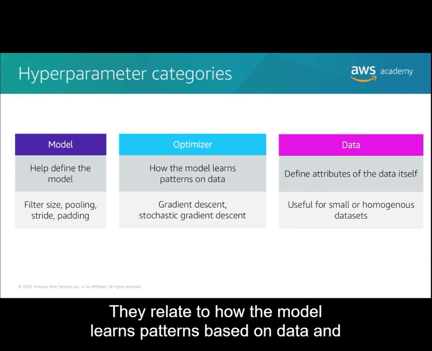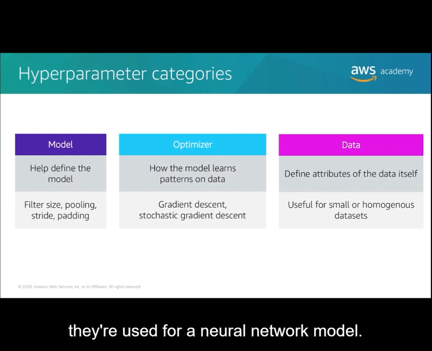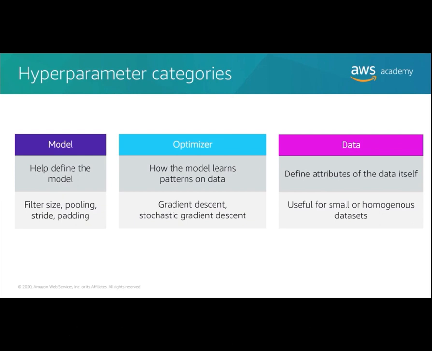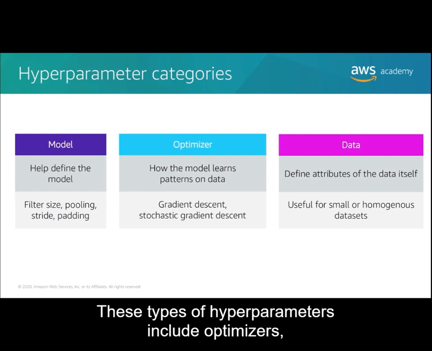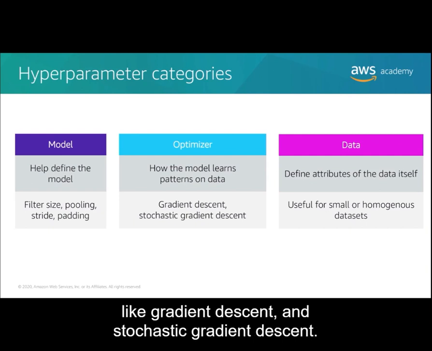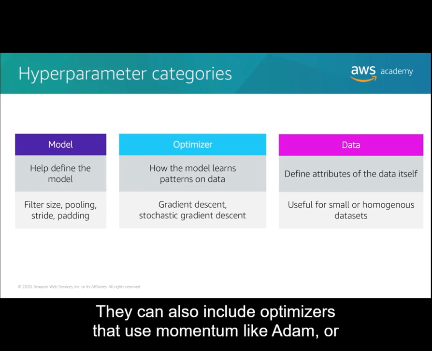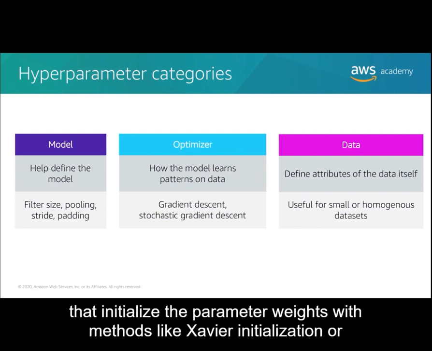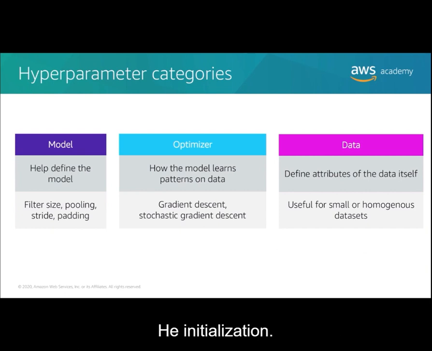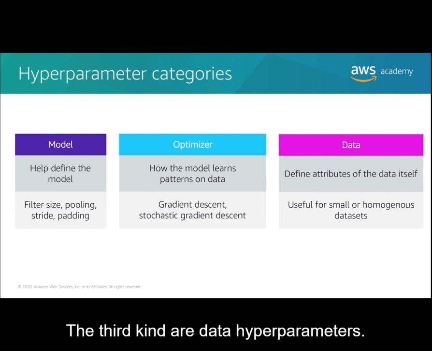The second kind are optimizer hyperparameters. They relate to how the model learns patterns based on data, and they're used for a neural network model. These types of hyperparameters include optimizers like gradient descent and stochastic gradient descent. They can also include optimizers that use momentum, like Adam, or that initialize the parameter weights with methods like Xavier initialization or He initialization.